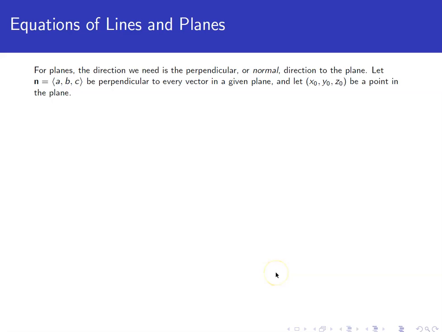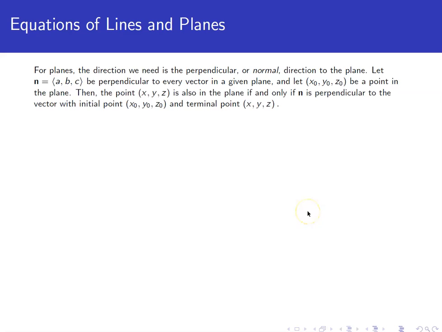All right, so let's let n be the vector a, b, c. I suppose it's perpendicular to every vector in the plane, and start with the point x naught, y naught, z naught in the plane. So if I have another point in the plane x, y, z, and I do the vector that has initial point, the given point, and terminal point, the x, y, z, then that vector must be perpendicular to n if the 2 points are in the plane.